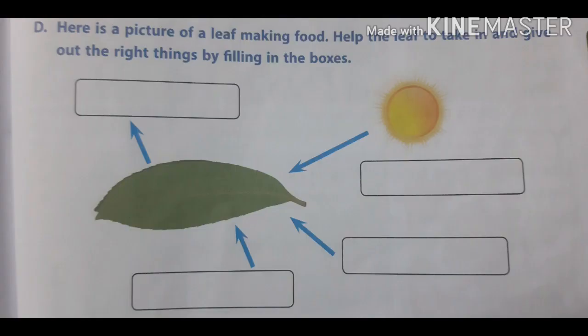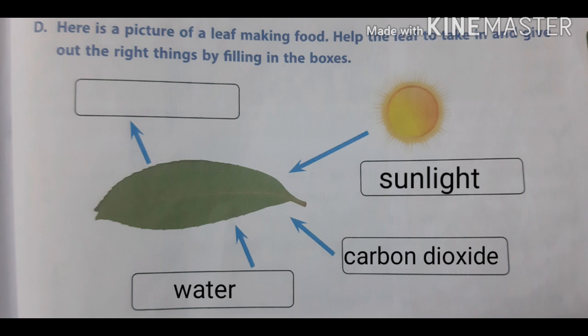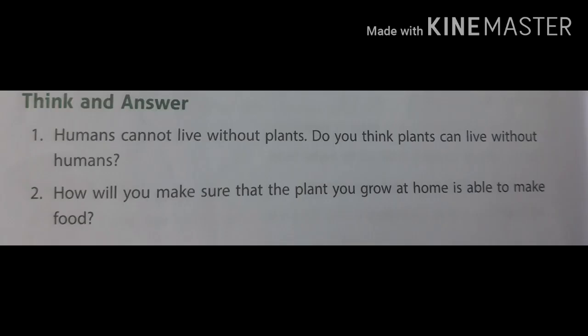The next exercise. Here is a picture of a leaf making food. Help the leaf to take in and give out the right things by filling in the boxes. While making food, plants take in water, carbon dioxide and sunlight and give out oxygen. So fill these boxes. Here you have two questions to think and answer.